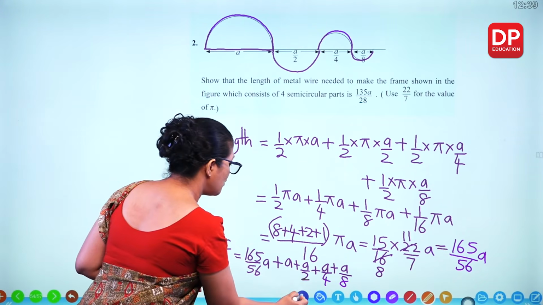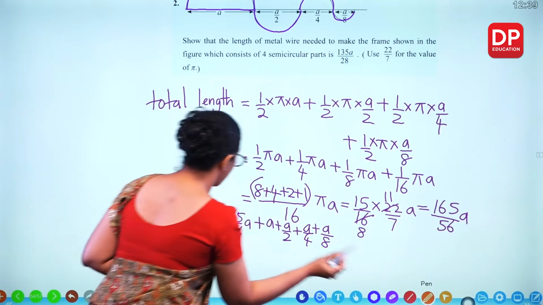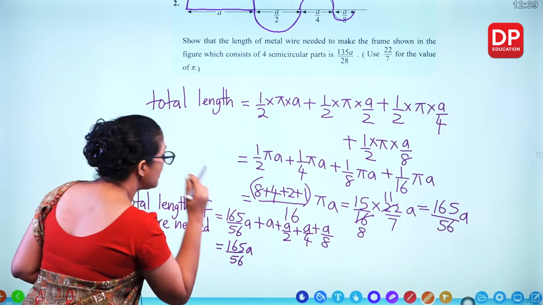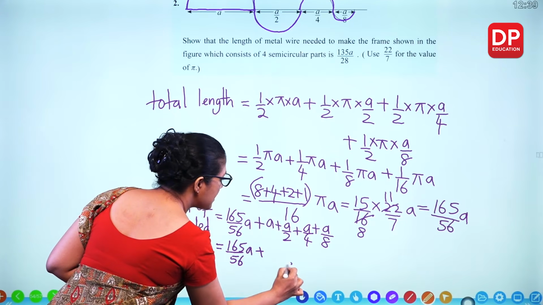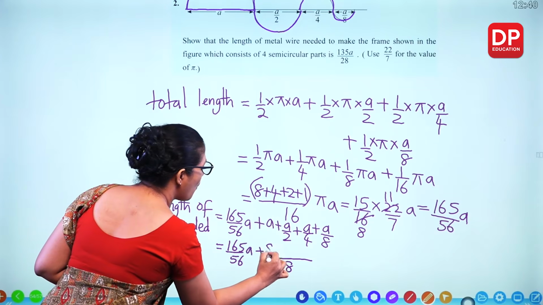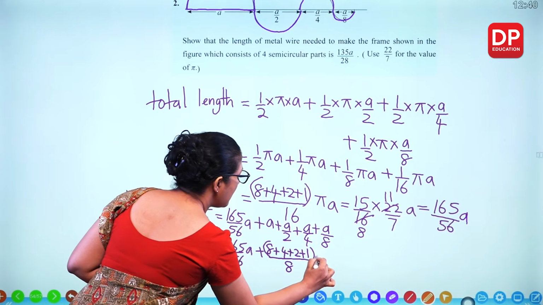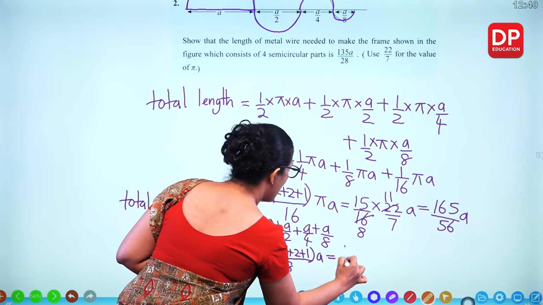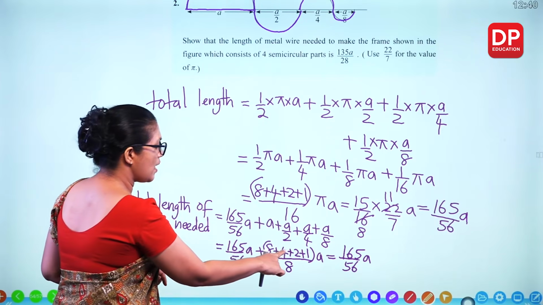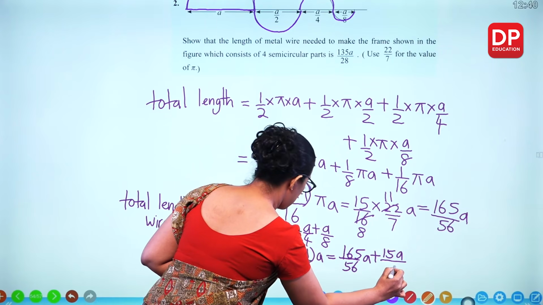Now what's the value? When you add it, you get 165 over 56A. Here, what's the denominator? You get 8. So 8 plus 4 plus 2 plus 1, A. So what's the value? 165 over 56A. 12, 14, 15A over 8.